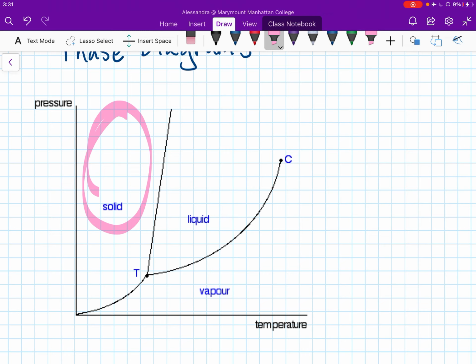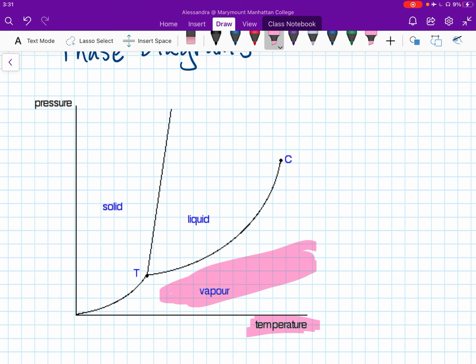Okay, high pressure, very dense. Okay, that would be the solid structure. At high temperatures and lower pressures, you're more likely to have the gas or the vapor phase. So I hope that makes sense to everybody intuitively that at higher temperatures and lower pressures, you would have the gas or the vapor phase. In the middle, you have the liquid phase.